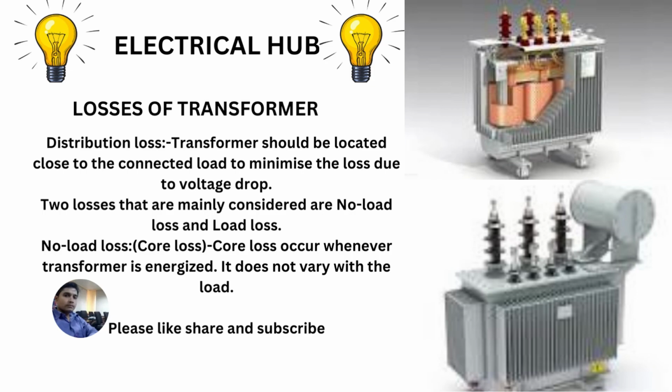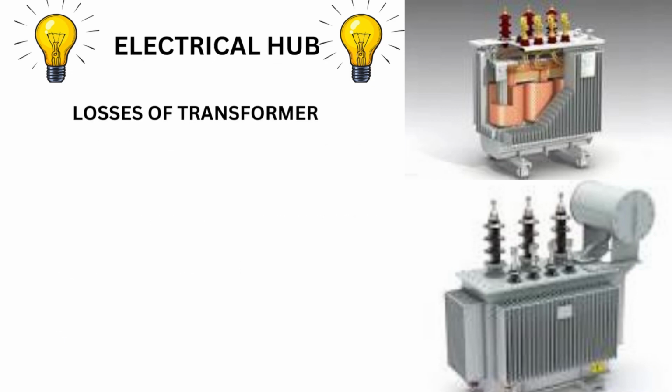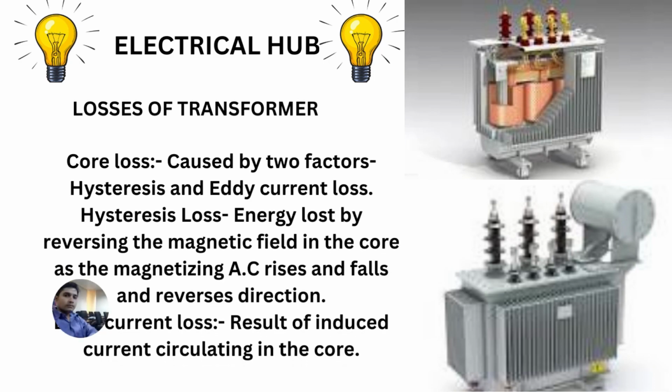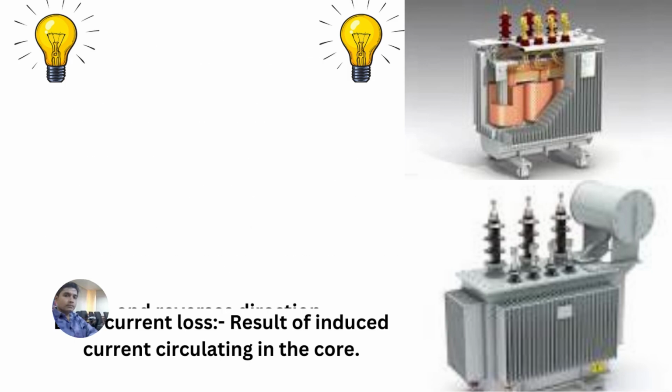One is the no load loss and the other is the load loss. No load loss, also known as the core losses, occurs whenever the transformer is energized. It does not vary with the load. Core losses are caused by two factors: one is the hysteresis and the other is the eddy current loss. Hysteresis loss: energy lost by reversing the magnetic field in the core as the magnetizing current AC rises and falls and reverses the direction, while the eddy current loss is a result of induced current in the circulating core.